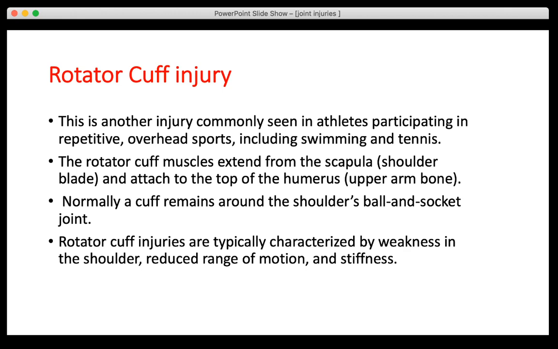Again, it occurs when participating in repetitive overhead sports, including swimming and tennis, and the rotator cuff muscles extend from the scapula and attach to the top of the humerus. So the rotator cuff muscle, the red one I showed you in the previous picture, gets torn in this kind of injury. Normally, a cuff remains around the shoulder's ball and socket joint. So these injuries are typically characterized by weakness in the shoulder, a reduced range of motion, and stiffness.